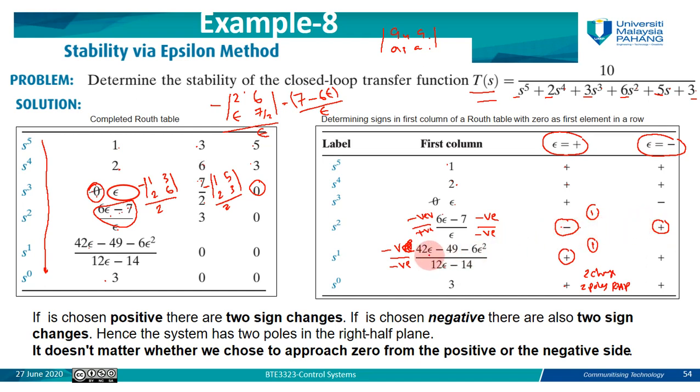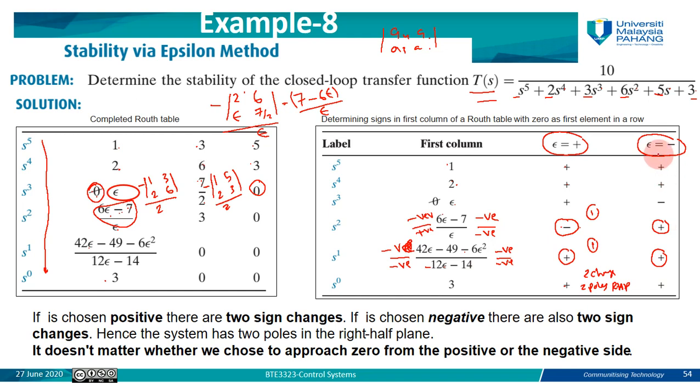Next, if we substitute a negative value for epsilon, 49 is negative, 6 epsilon square will be positive, but we have a negative sign here also. So the numerator will for sure be negative. Then if epsilon is negative, 12 times epsilon will give you a negative value, and here we have a negative, so for sure it is negative. Negative over negative will give you a positive value. Whatever the value is, we don't care. Then the last one, 3, is a positive value, just leave it as positive.